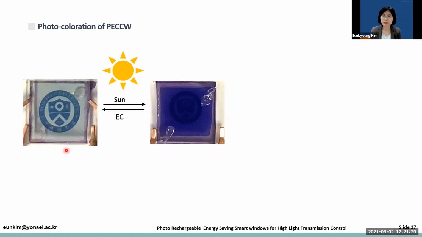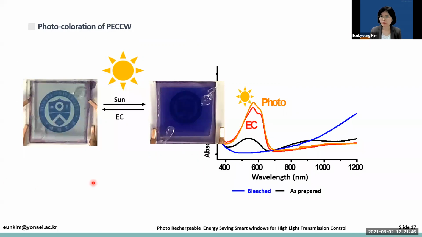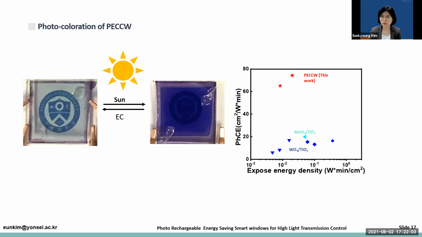The bleached state normally has about 85% transmittance. In this colored state, it's about 2%, which means that about 98% of light can be blocked by this window. And from the spectral comparison, EC operation gives colors about this. And even for the photo coloration, this absorbance is higher. So make sure that this photo coloration is quite useful.